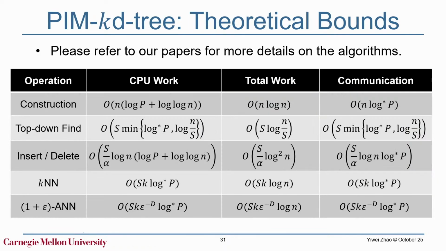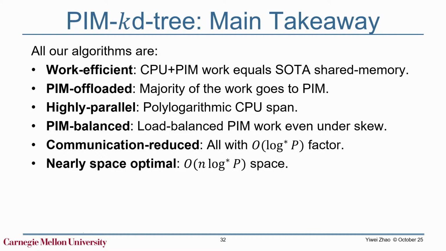And these are the theoretical bounds, where the overall takeaway is that we reduce the communication to log star P. Translating this to natural language, because the mathematics are hard to see on the slides: all of our algorithms are work efficient in terms of total work. They are PIM offloaded, with the majority of work going to PIM, and the CPU work is asymptotically lower than the shared memory design. It is highly parallel on both the CPU side and the PIM side, and the communication is reduced to a log star P factor in comparison with the log n or log m external memory factor.